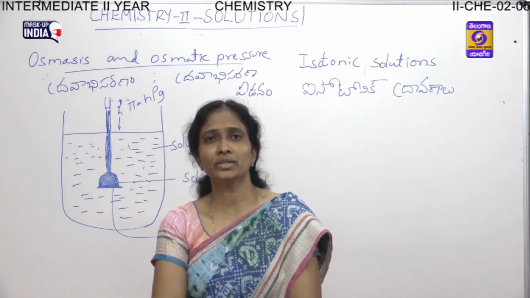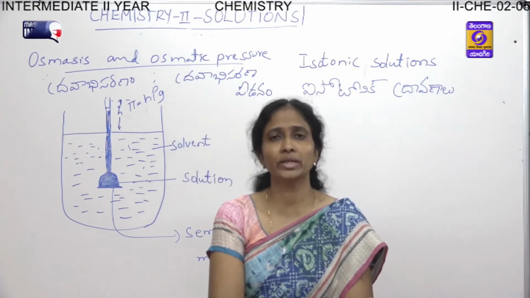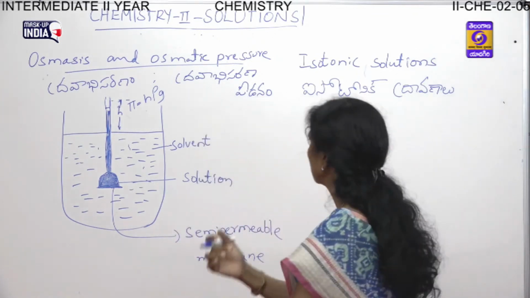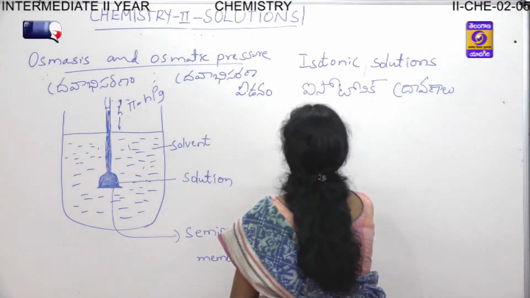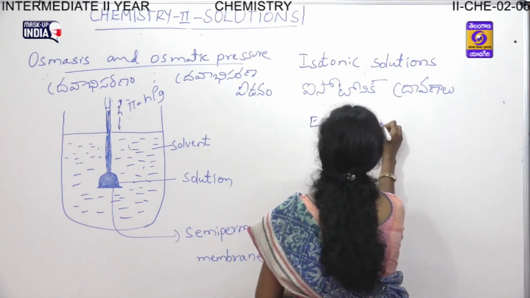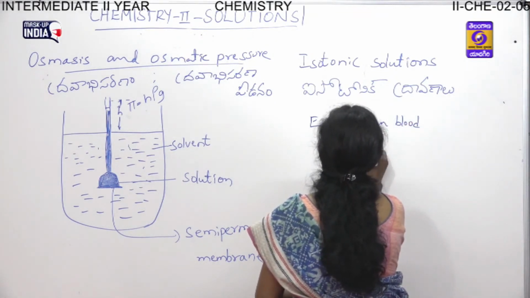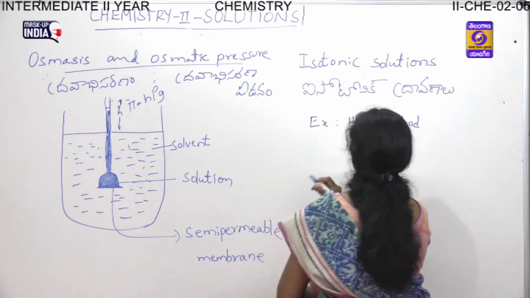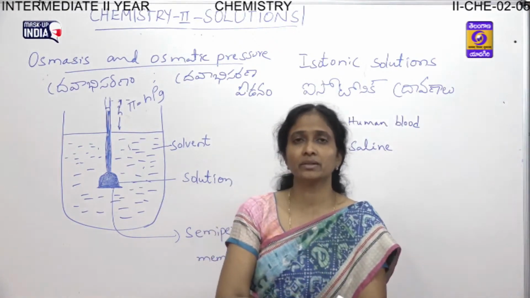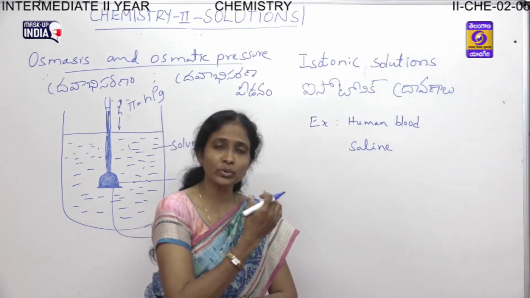The solutions which have the same osmotic pressure can be called isotonic solutions. For example, what is an example of isotonic solutions? Human blood and saline. The osmotic pressure present in our blood and in saline solution are both the same.